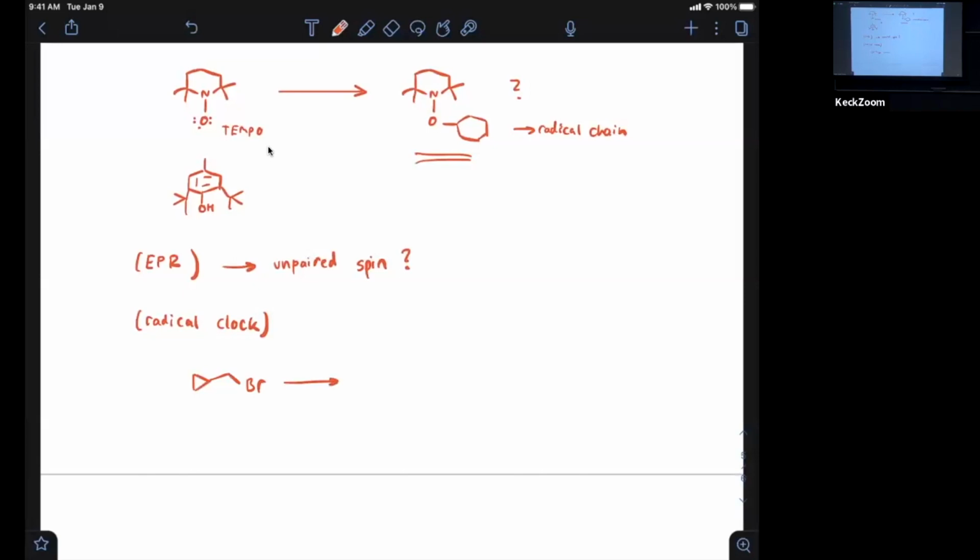So in this case, if we generate this radical, then it will open. Do you know the first order rate constant, at least the order of magnitude of this? Anybody? 10 to the 11? That's with phenyl. It's fast. Yeah, you're in the right ballpark with phenyl. With unsubstituted, we're at 10 to the 7th or 10 to the 8th per second.